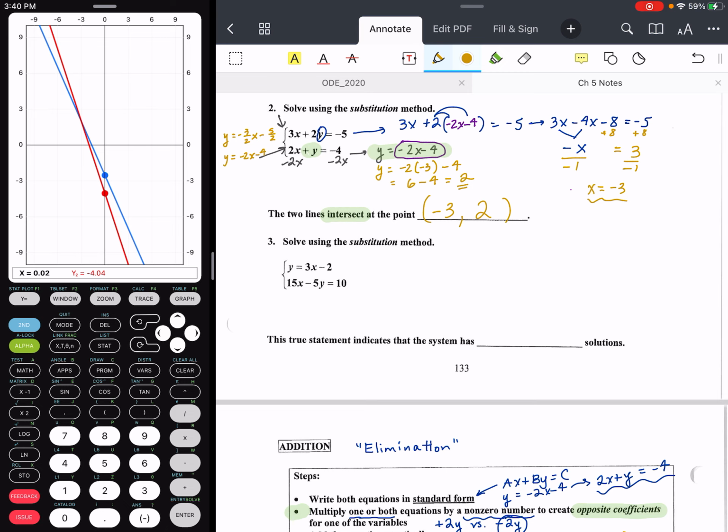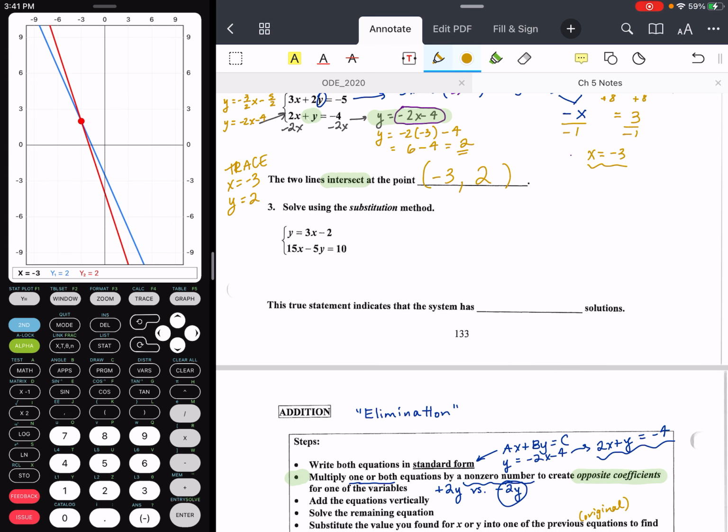If I graph these two, you can see I'm going to use the trace function. So I'm going to click trace and then type in x equals negative 3, so negative 3 for x. And you can see that that point is where the two lines intersect. So for both y sub 1 and y sub 2, I get a y value of positive 2. So that's where visually the two lines intersect. So we solved for that algebraically. We can also see that happening on our graph.